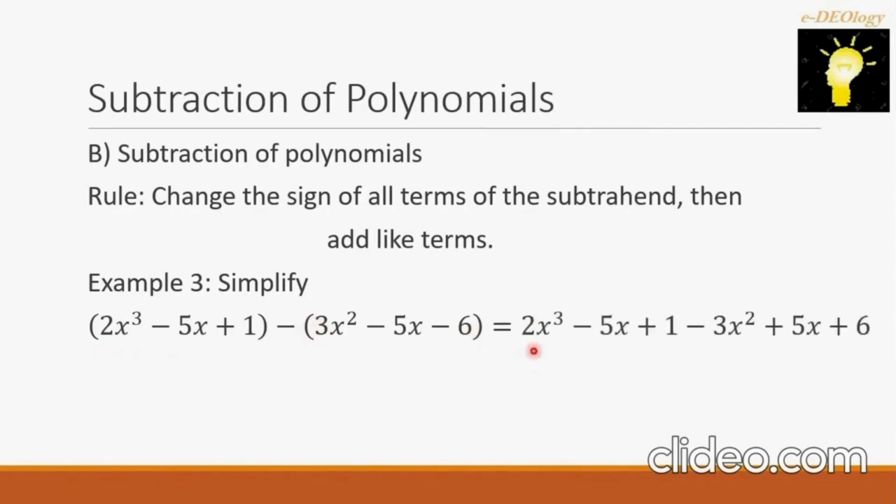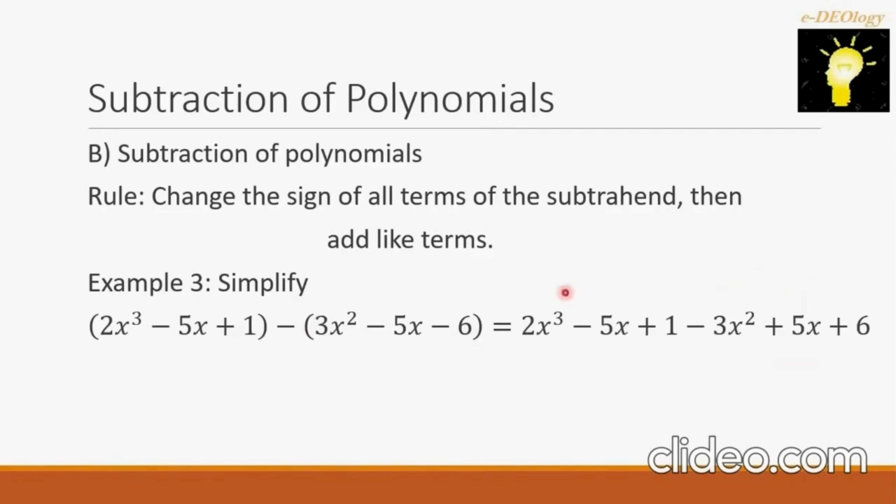So 2x cubed is here, minus 5x plus 1. And then the 3x squared becomes negative 3x squared. The negative 5x becomes positive 5x. The negative 6 becomes positive 6. And then we will collect and combine like terms.